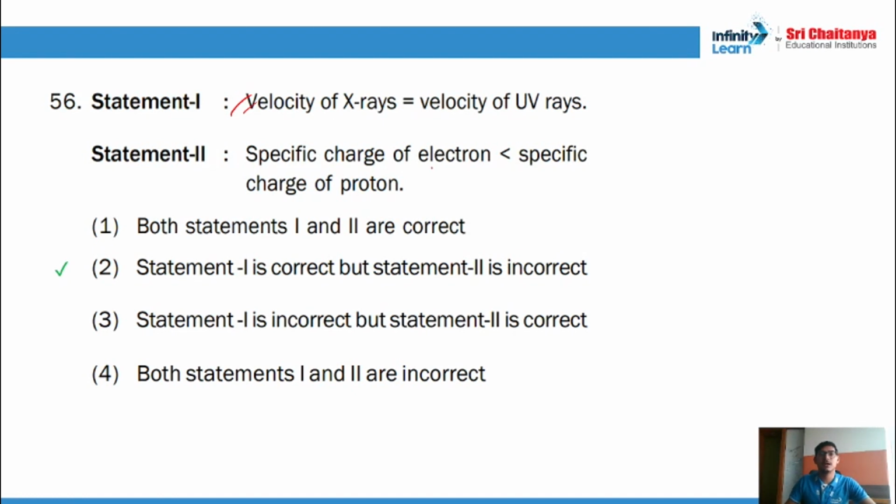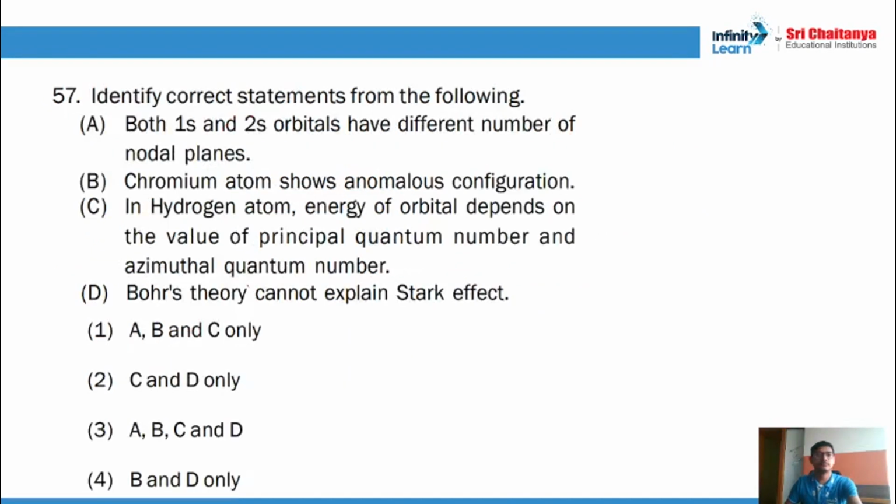A specific charge of electron is less than the specific charge of proton. So what is a specific charge? It is equal to charge divided by mass, right? Now we know that the magnitude of charge is equal on an electron and a proton. So we are looking at the denominator. Now the mass of electron is less. So because the mass of electron is less, its specific charge will be more. So actually this statement is incorrect. So the correct answer is second, right?